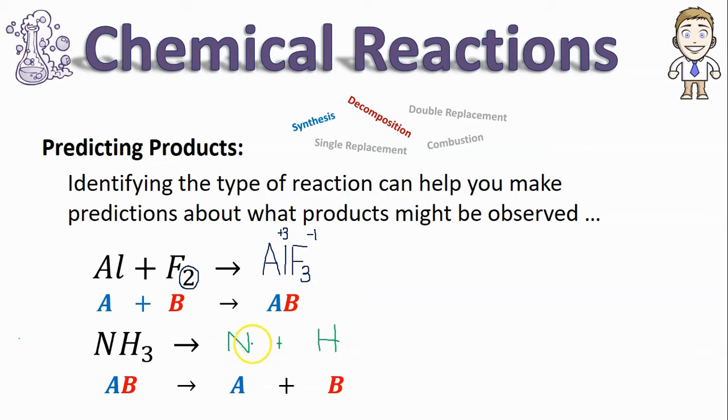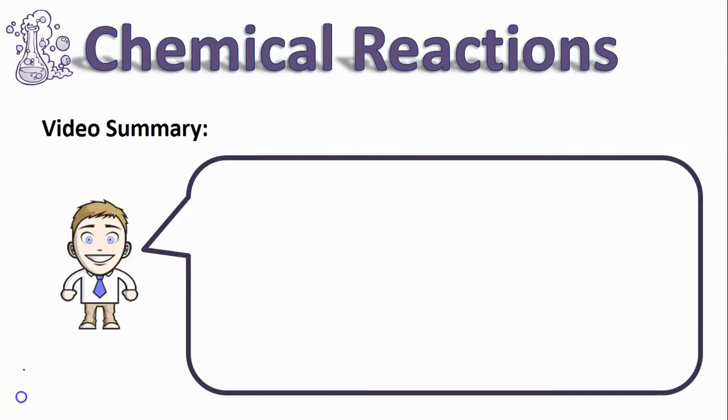The only thing missing here is that nitrogen is a type of element where when it's by itself, it always comes in pairs. They're called diatomic. So the formula for nitrogen by itself has to be N2. Hydrogen is also one of these diatomic elements, so the formula for hydrogen by itself has to be H2. That concludes this video. Here's a brief summary.